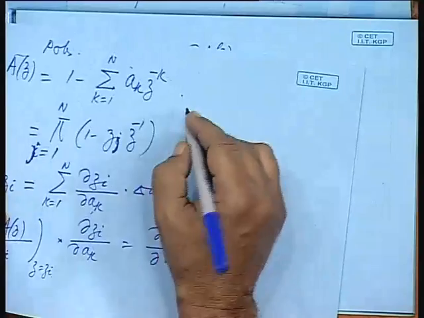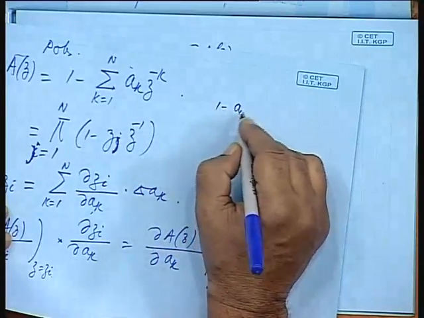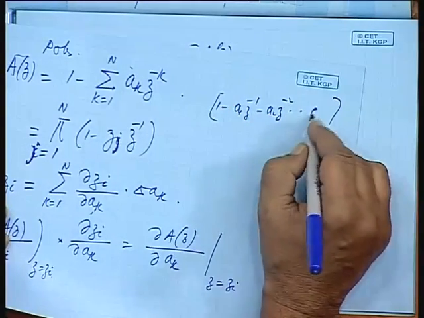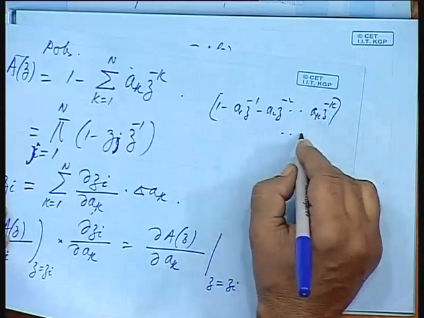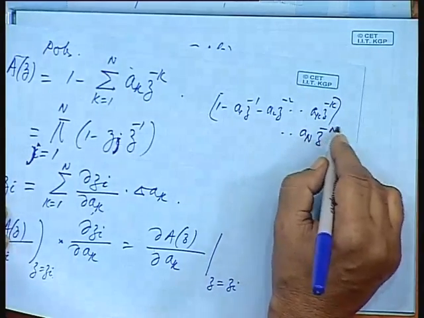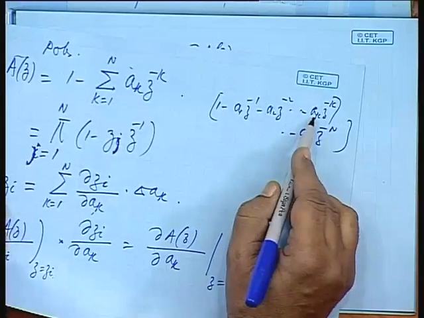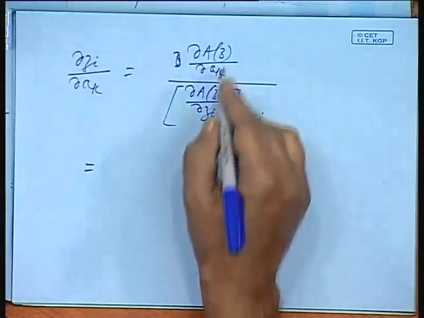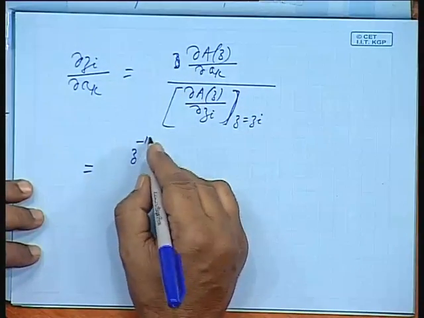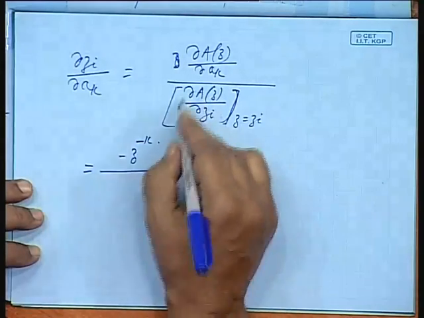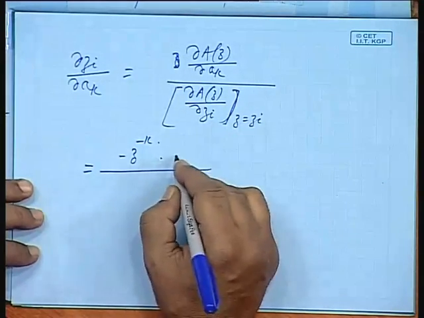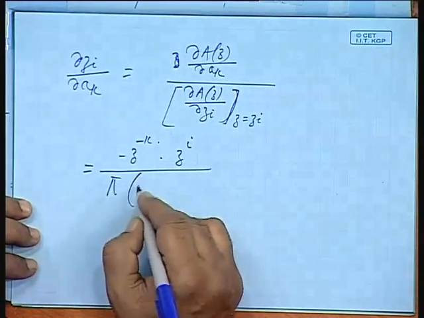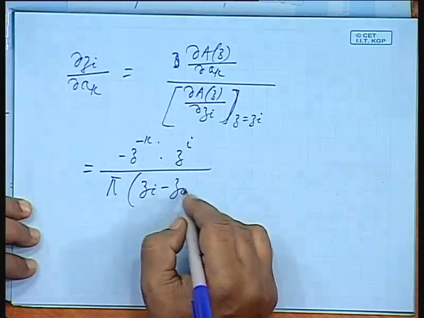So, that will give me what? It is 1 minus A1 Z to the power minus 1, minus A2 Z to the power minus 2 and so on, up to minus Ak Z to the power minus k, minus An Z to the power minus n. If I take the derivative with respect to Ak, it will be Z to the power minus k with a negative sign. Similarly, if you do this, you will get Z to the power I and then the product of Zi minus Zj.